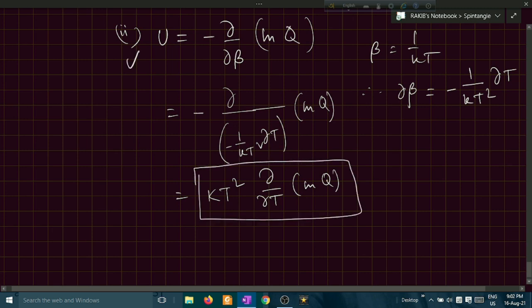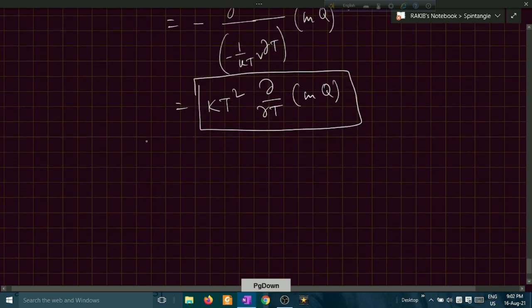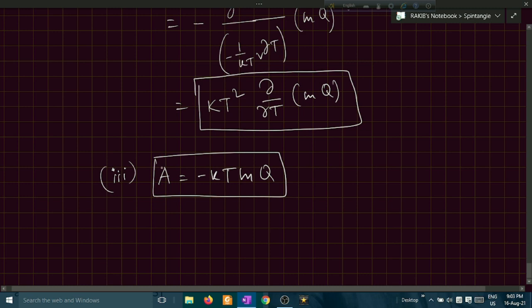You can remember this formula also, but I prefer to remember the earlier one. This is the internal energy formula. You have to remember one extra formula that is more important in the case of the canonical ensemble: A equals minus kT ln q. Here A is the Helmholtz free energy. This is the most important variable in the case of the canonical ensemble.